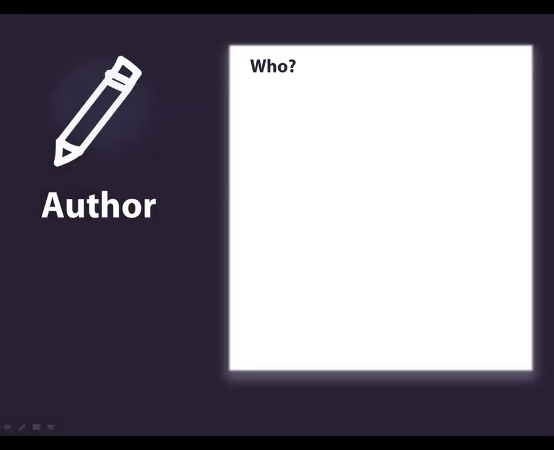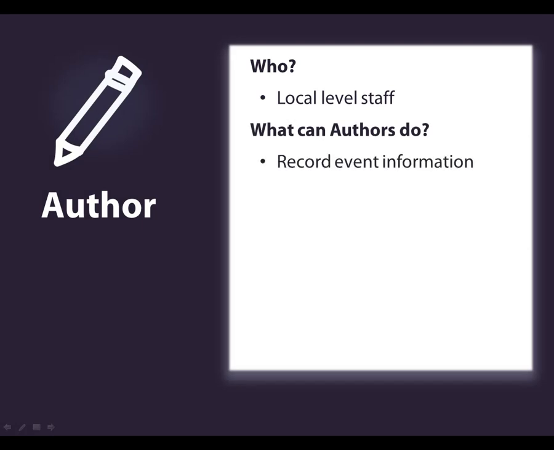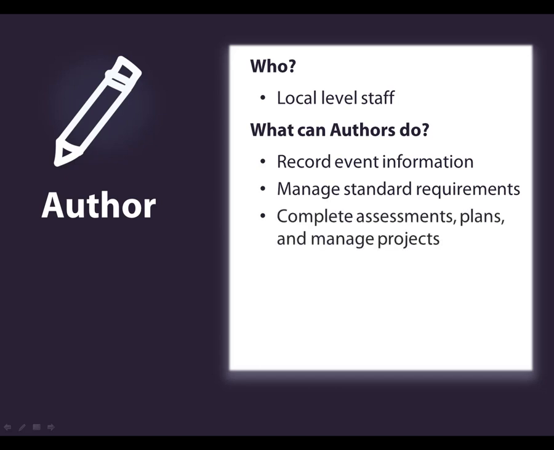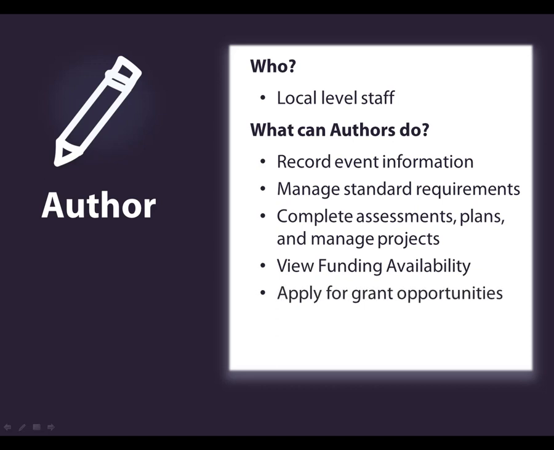The author role will be played by those local level staff and organizations that use CHAMPS as their planning tool for local disaster management. After a disaster has occurred, authors may record event and damage information, manage and track progress on the community standard requirements, collaboratively complete assessments, plans, and projects, and view and apply for funding opportunities to help further the community's disaster management approach. Additionally, authors can post meeting announcements via the Briefings Calendar application.